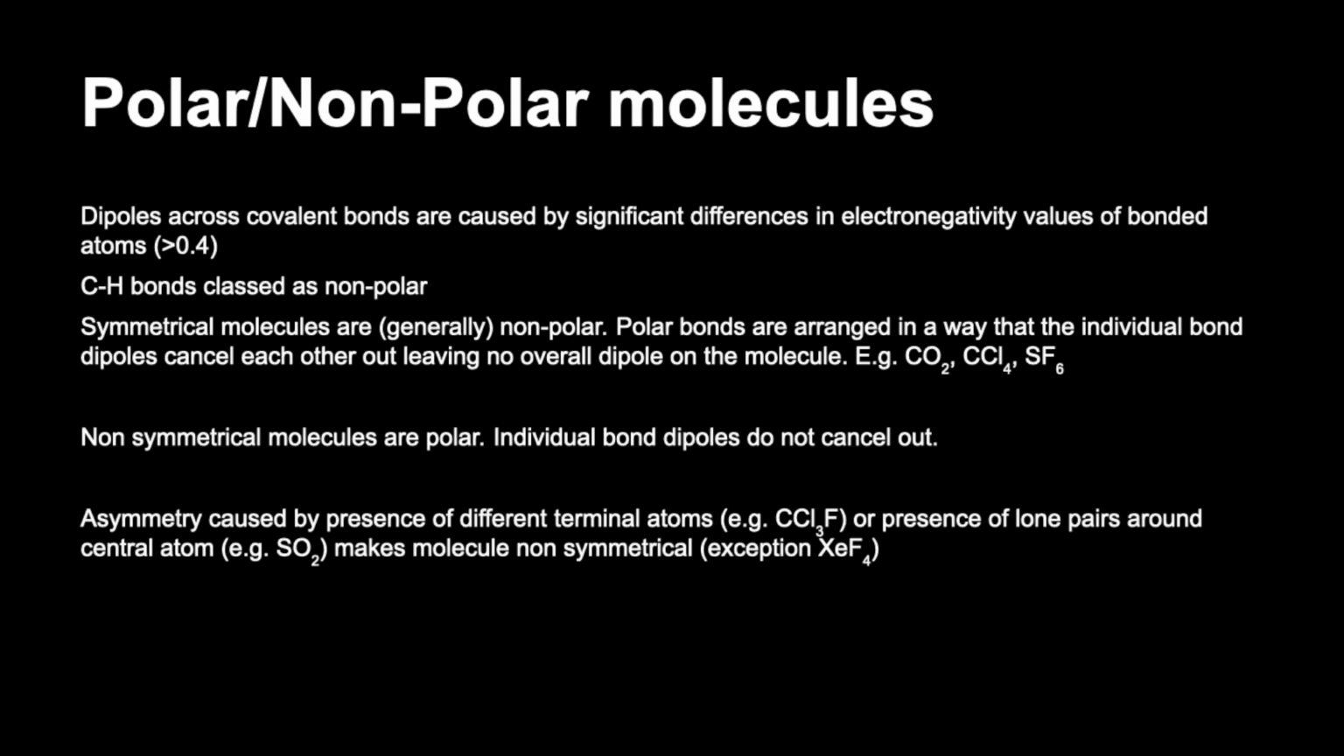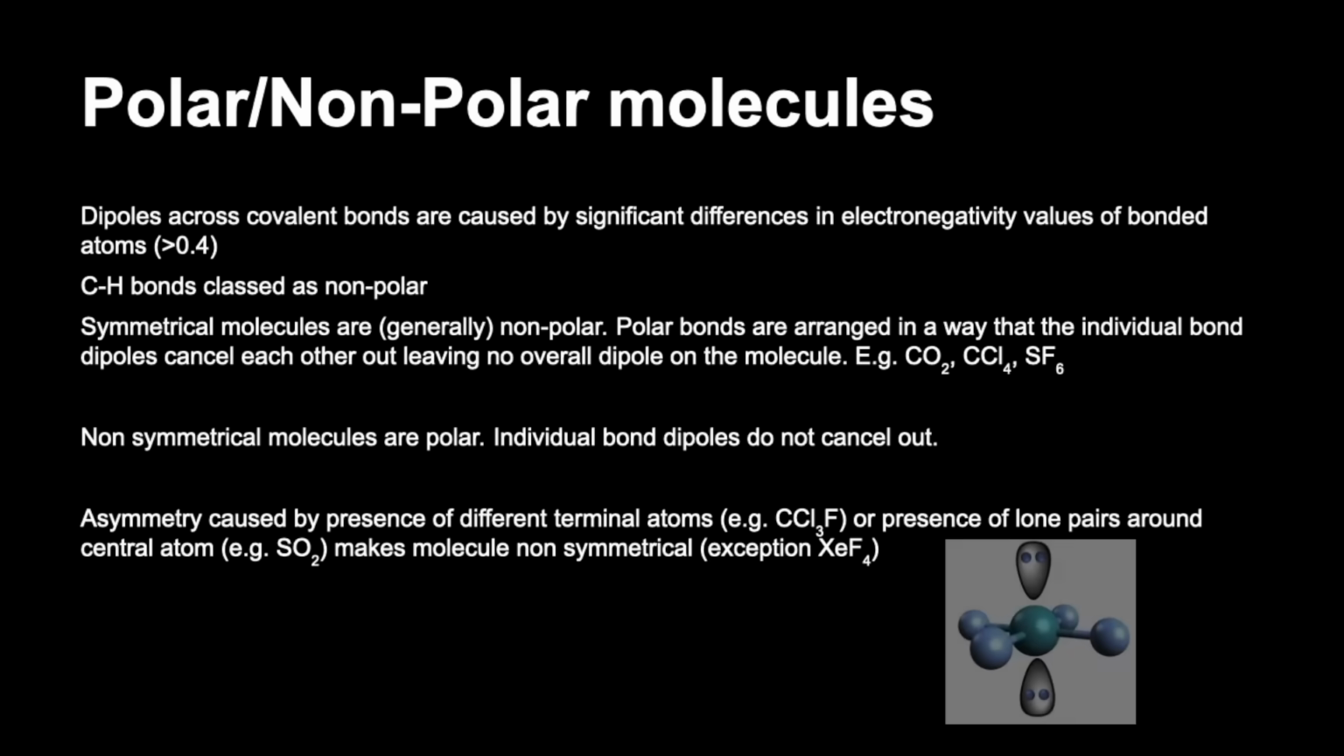Now there is one exception where you've got lone pairs around the central atom and the molecule is non-polar, and that's XeF4, xenon tetrafluoride. So there's a picture of it there. So you can see that the fluorine atoms are arranged around the middle in a square plane, and the 2 lone pairs that are on the central xenon, one's pointing up and one's pointing straight down. So their effects cancel each other out. So that molecule would be non-polar.